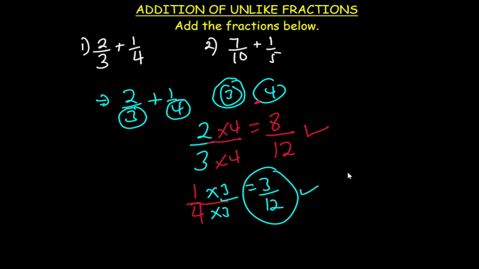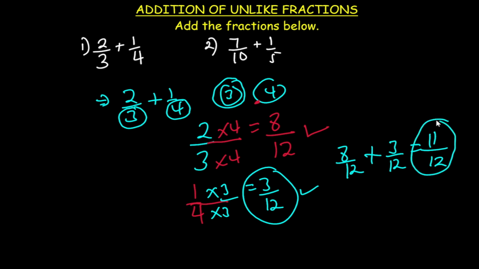So we take 8 over 12 and then 3 over 12 and add it. So 8 over 12 plus 3 over 12, which will give us 8 plus 3 is 11, and then over here is 12. So now we have 11 over 12.